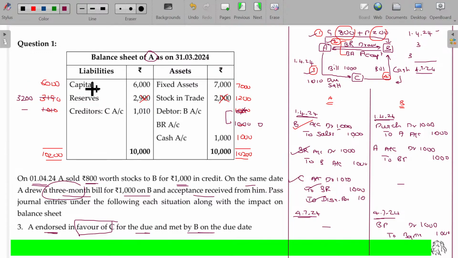Is that clear? Leaving these things, other items remain at the same book value. So the 7,000 fixed asset remains unaffected, and stock in trade 1,200 also remains unaffected. Now we don't have the debtors, we don't have the BR. And what about the cash? That also remains unaffected. Similarly, in the liability side, capital 6,000 remains unaffected and creditors are already cancelled. Now, what's the total? 9,200 will be the total here. 9,200 is the total. Clear?